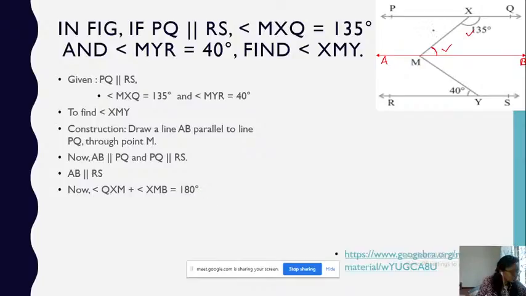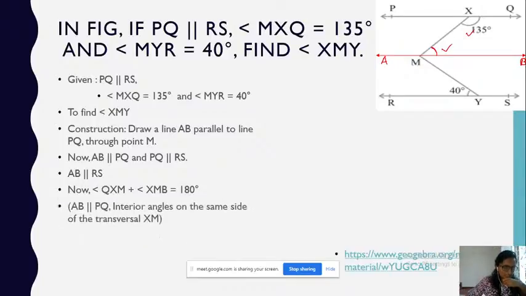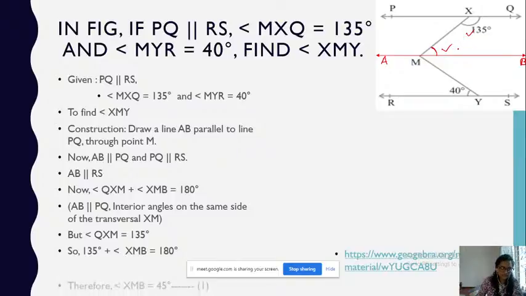Or the way you used is also correct. You can find that this angle and this angle are alternate interior angles, and hence they will be equal. The same thing I also did, but with a different logical reasoning. It's okay, you just need to give reasoning. So AB is parallel to PQ, and interior angles on the same side of the transversal XM are supplementary. So the sum of these two angles is 180 degree. From that I am getting angle XMB to be 45 degree. So I got this angle to be 45 degree.